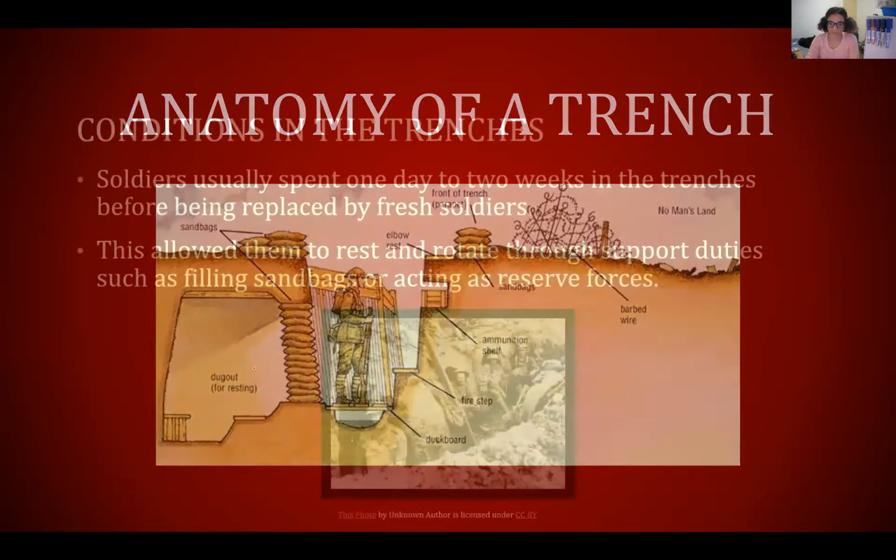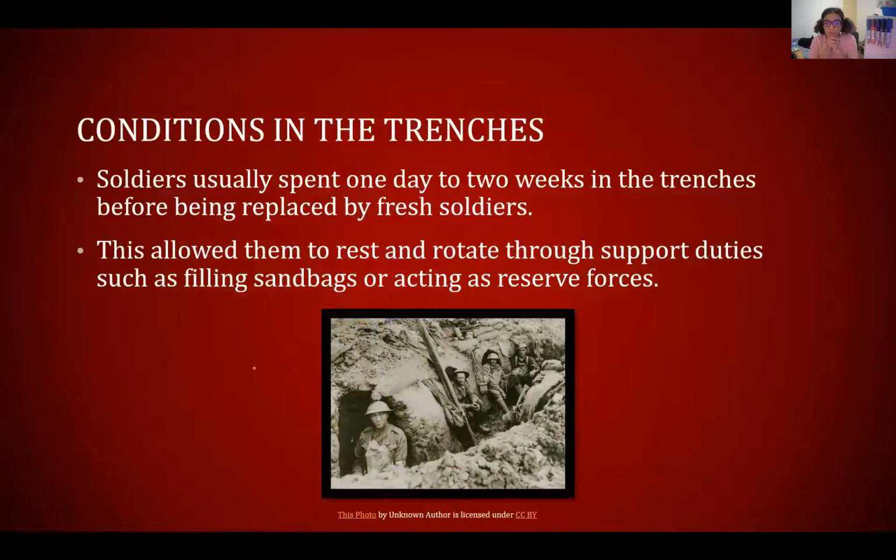Right, so next up. Soldiers usually spent 1 day to 2 weeks in the trenches, and then they were replaced by fresh soldiers. This allowed them to rest and rotate through support duties such as filling the sandbags or acting as reserve forces. It was very important for them to rest because many soldiers experienced trauma from being in the trenches and constantly being surrounded by these bombing sounds. And sometimes your friend that's next to you would just die and you just have to carry on. So it was a very traumatic time, and so it was very important that soldiers were constantly rotated in and out of the trenches.